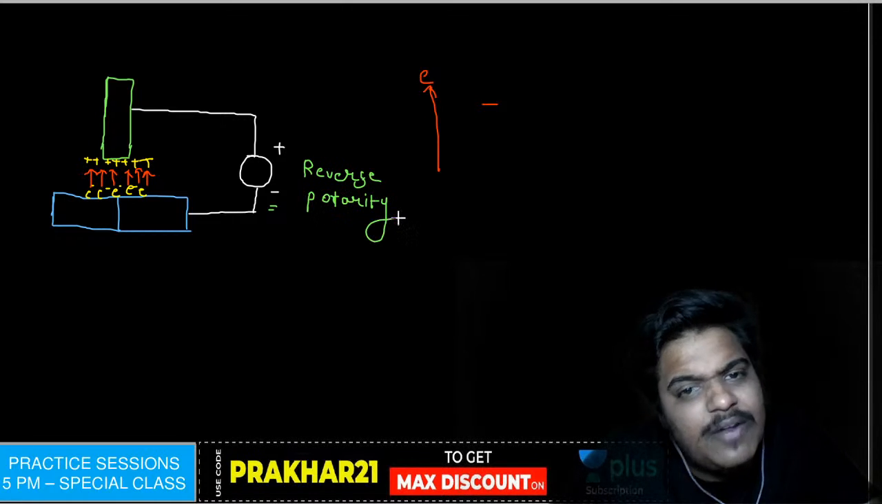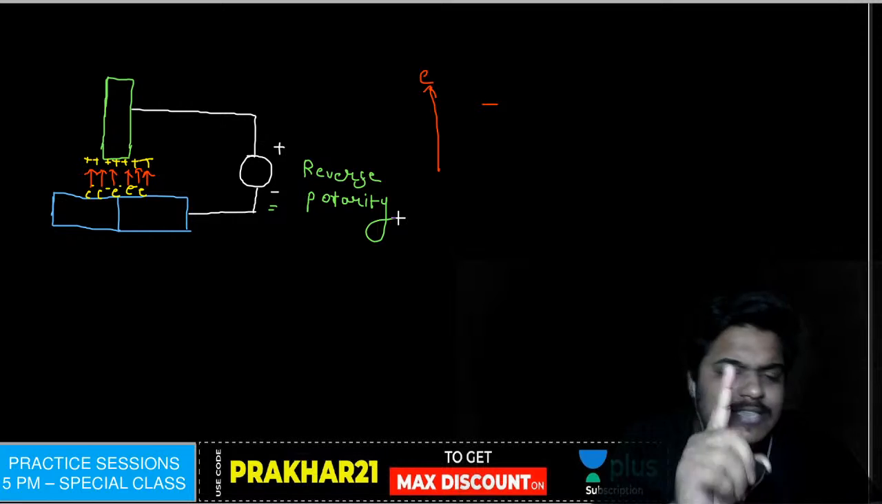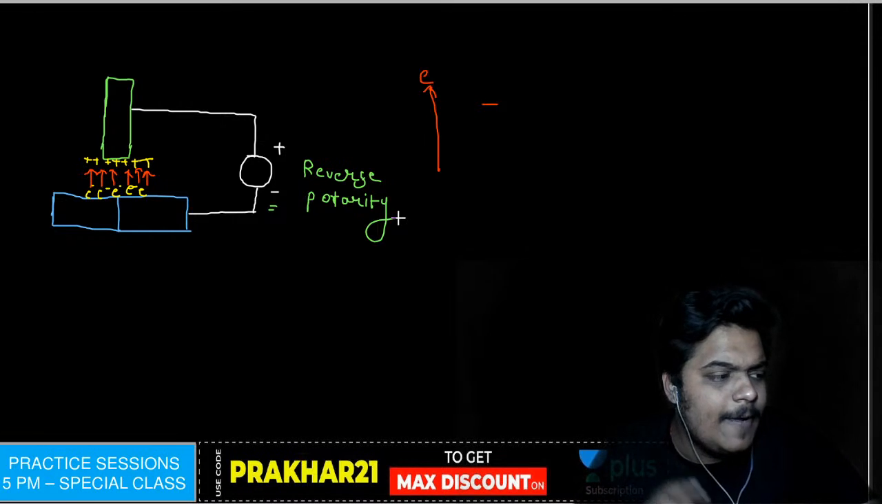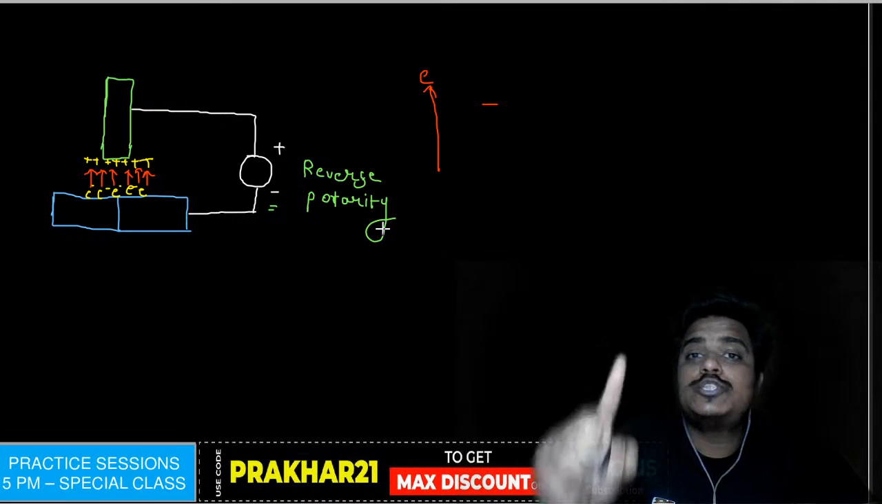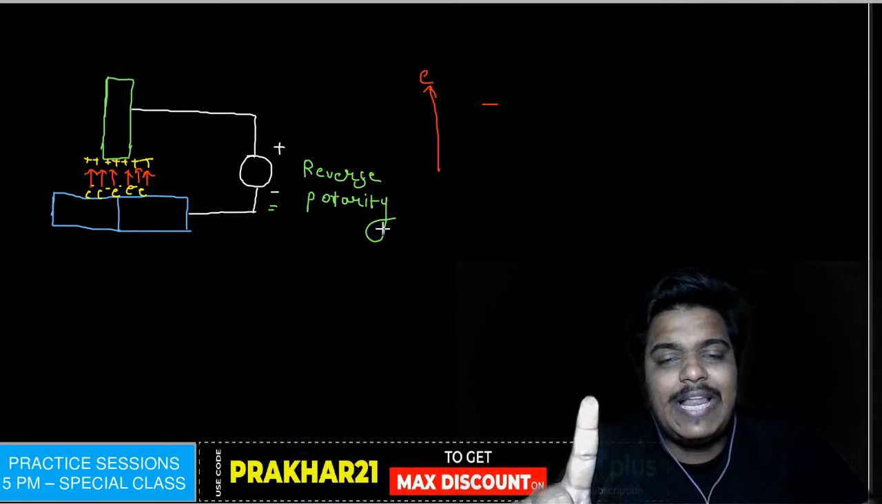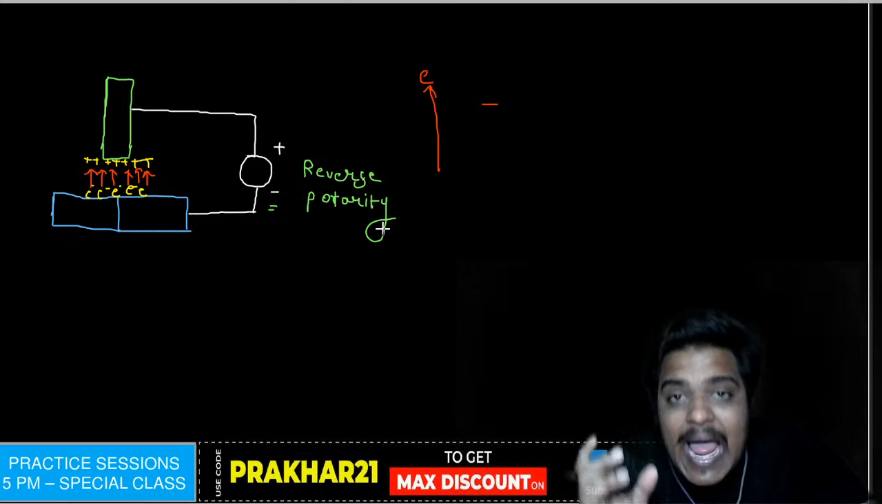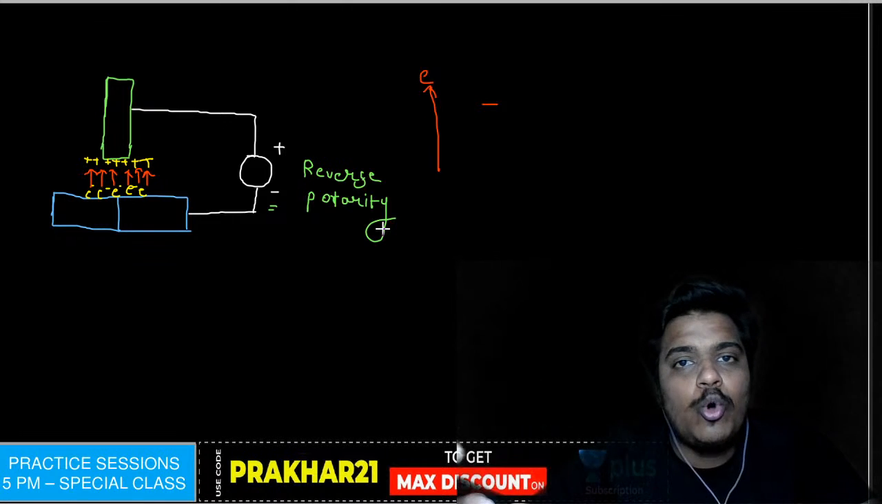This is known as reverse polarity. Why have we given reverse polarity? So that the kinetic energy of the electron can break the hard Al2O3 sheet.